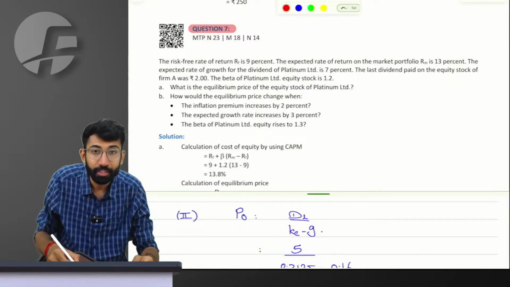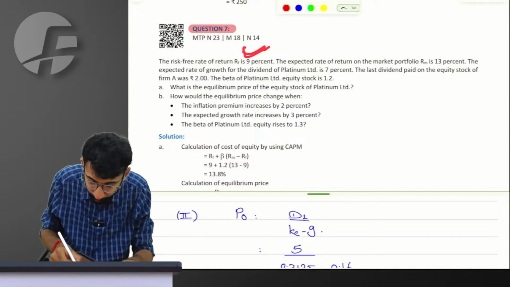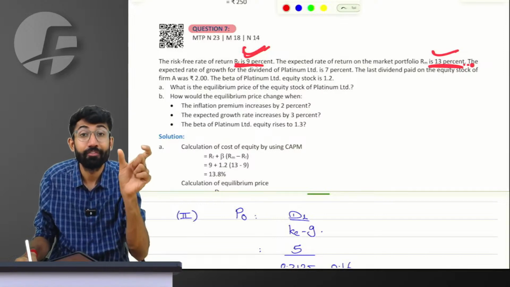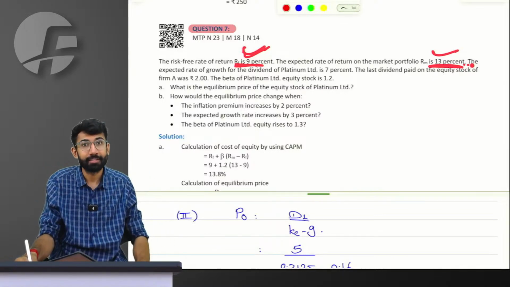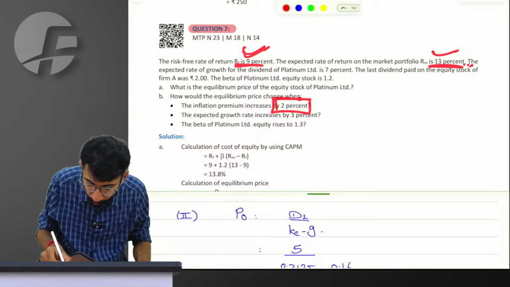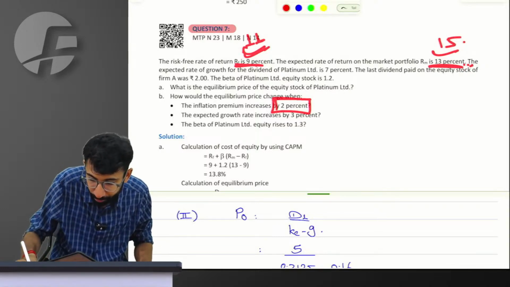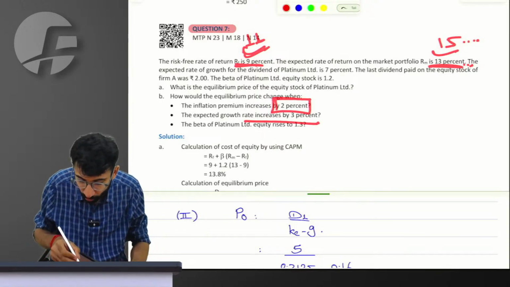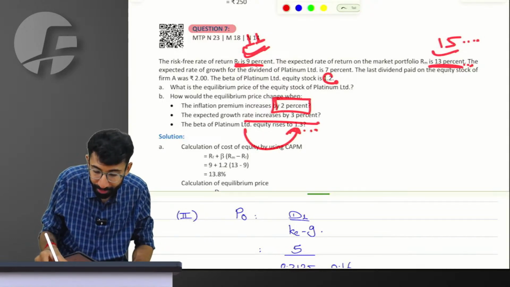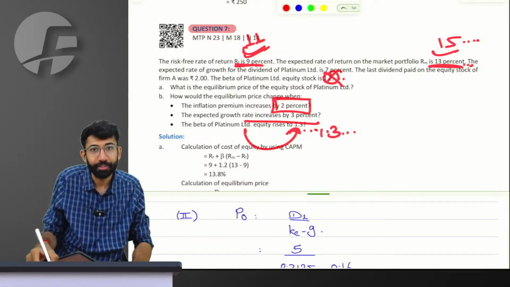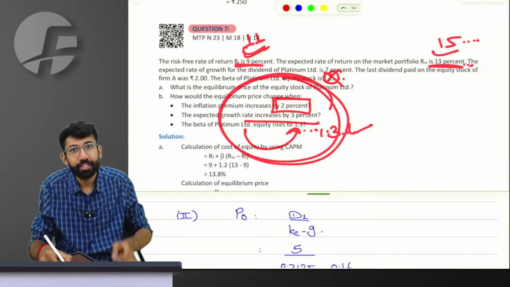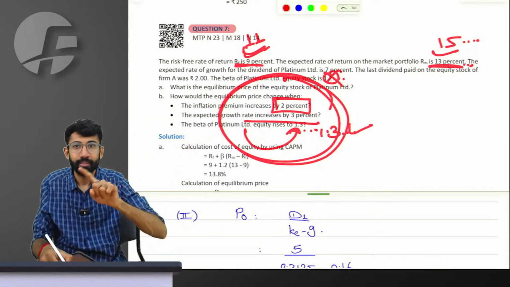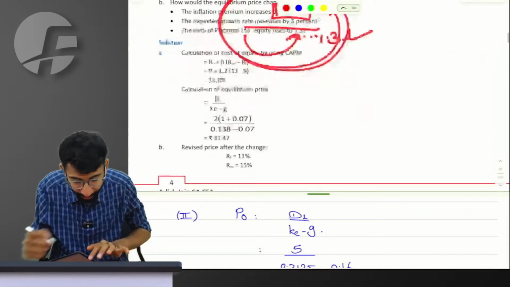Since the given rate is nominal, the inflation premium is a part of the 9% of RF and also the 13% of RM. In fact, the difference between RM and RF is the risk premium component, as we learned in class. Which means if inflation increases by 2%, RF will become 11 and RM will become 15. That is the first thing. Second, the growth rate increases by 3%. Beta rises to 1.3, which means right now it is 1.2, you have to make it 1.3. You have to give the effect of all these three things simultaneously. These are not three different parts to be solved. So question number 7 gets done.